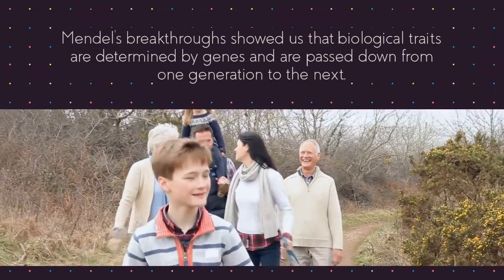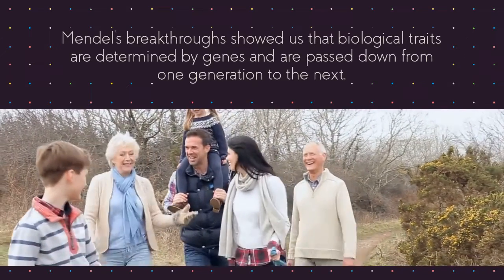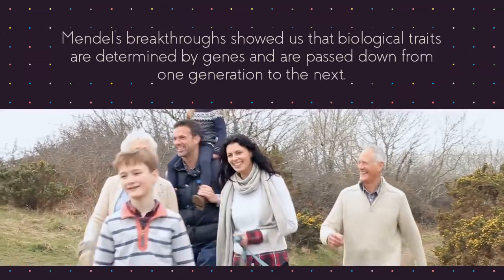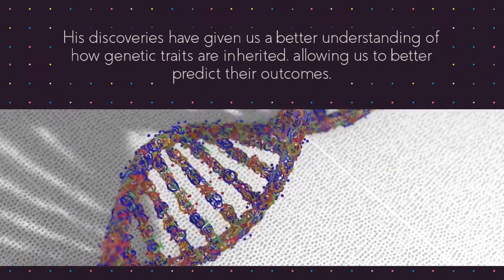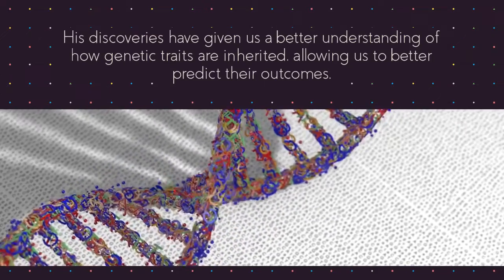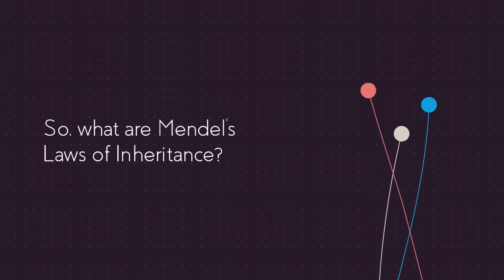Mendel's breakthrough showed us that biological traits are determined by genes and are passed down from one generation to the next. His discoveries have given us a better understanding of how genetic traits are inherited, allowing us to better predict their outcomes. So, what are Mendel's laws of inheritance?